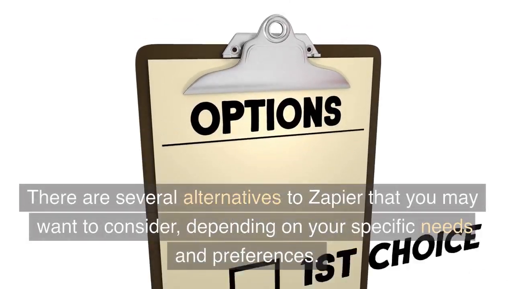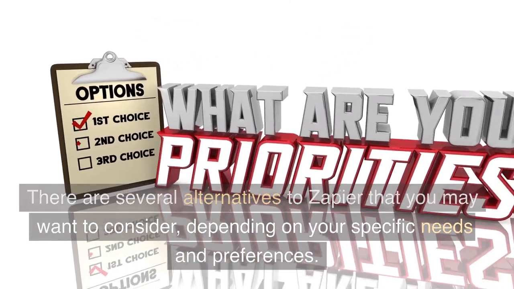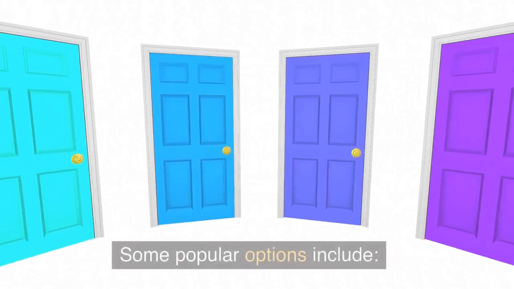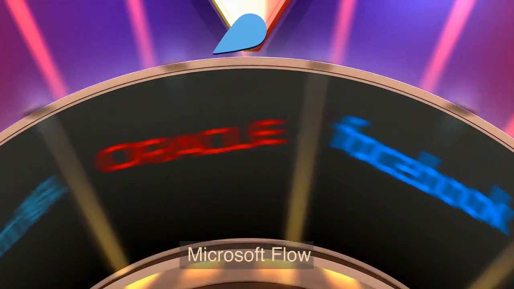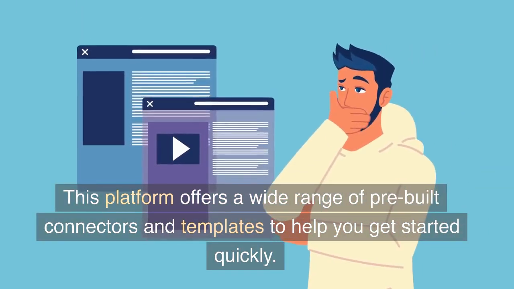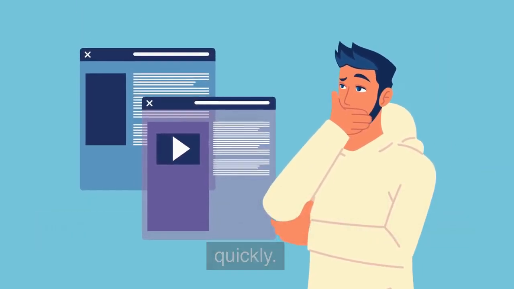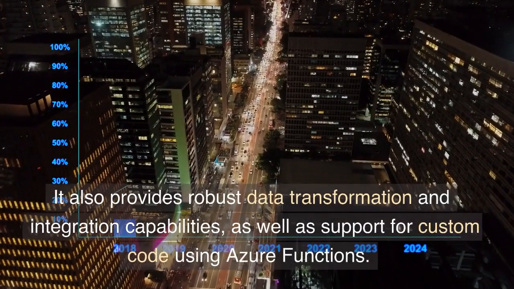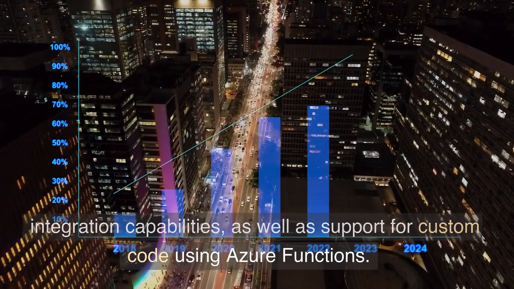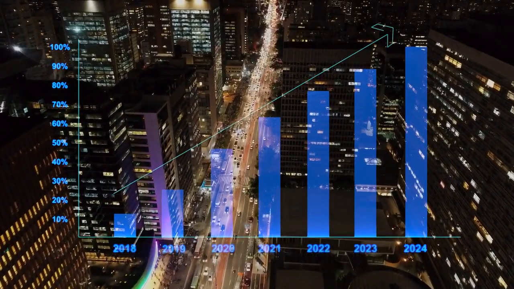There are several alternatives to Zapier that you may want to consider, depending on your specific needs and preferences. Some popular options include Microsoft Flow. This platform offers a wide range of pre-built connectors and templates to help you get started quickly. It also provides robust data transformation and integration capabilities, as well as support for custom code using Azure functions.